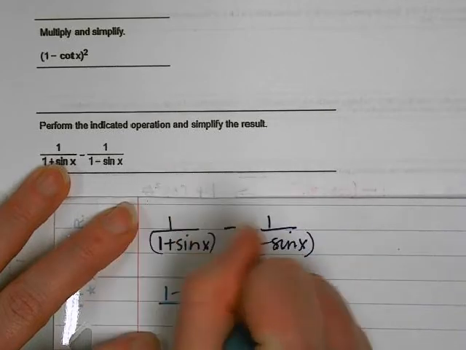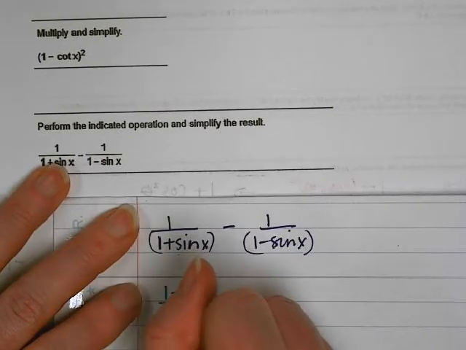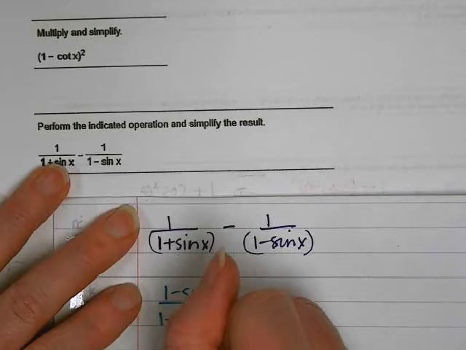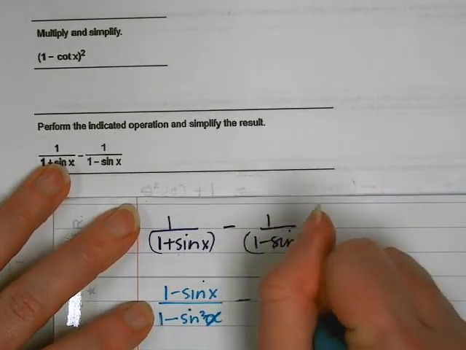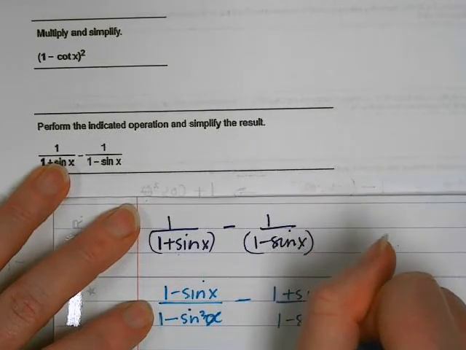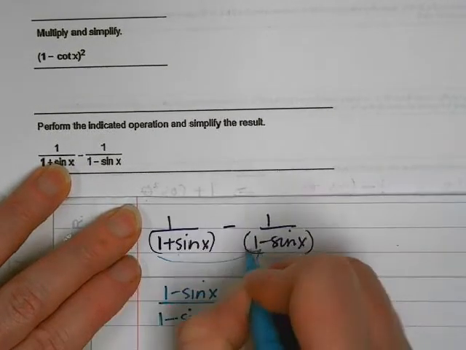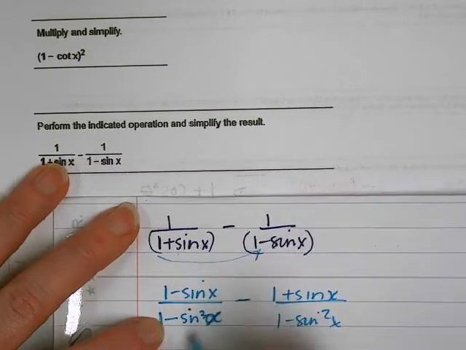Sine theta, or I put sine x this time. If you multiply this bottom out, it ends up being 1 minus sine squared theta, which turns into 1 over negative cosine squared theta, so negative secant squared. This piece is going to be 1 plus sine x over 1 minus sine squared x. So if I FOIL these out, 1 times 1 is 1. The two middle terms cancel out. Sine times sine is negative sine squared.